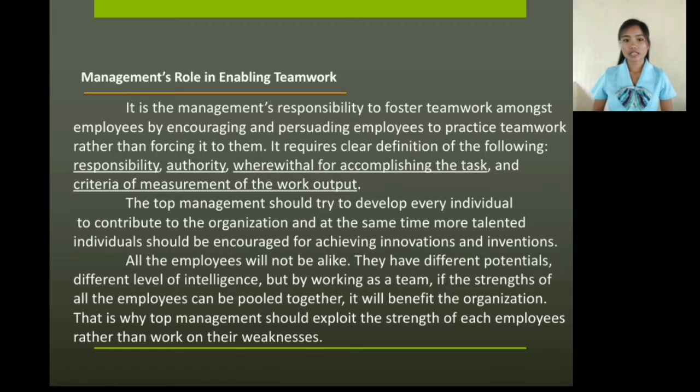The top management should try to develop every individual to contribute to the organization, and at the same time, more talented individuals should be encouraged for achieving innovations and inventions. All the employees will not be alike. They have different potentials, different characteristics, different levels of intelligence, but by working as a team, if the strengths of all the employees are pulled together, it will benefit the organization. That is why top management should exploit the strength of the employees rather than work on their weaknesses.